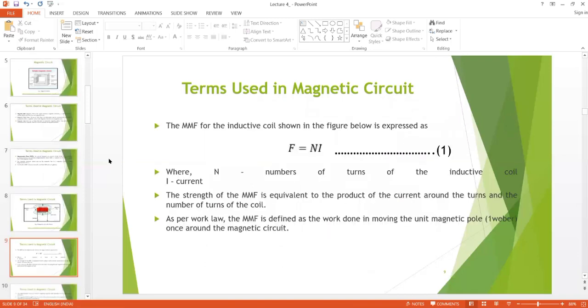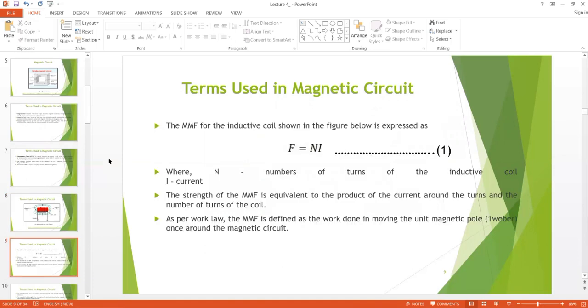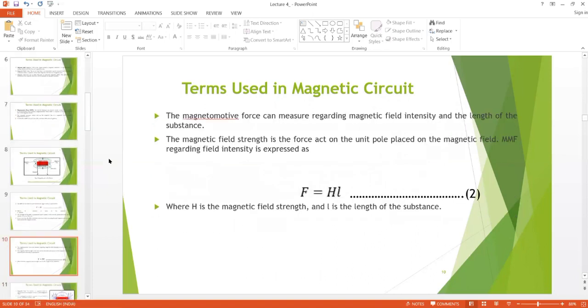In a magnetic circuit, F is equal to Ni. This is a very important formula. You can see a magnetic coil in which current starts flowing through it. We have a magnetic pole and the number of turns around it, so this will cut the flux. The MMF of the inductive coil is F equal to Ni, where N is the number of turns and I is the amount of current flowing through it. Another formula, for magnetic field strength, is HL equal to Ni. This law is also known as Ampere's circuital law, in which we talk about magnetic field intensity.